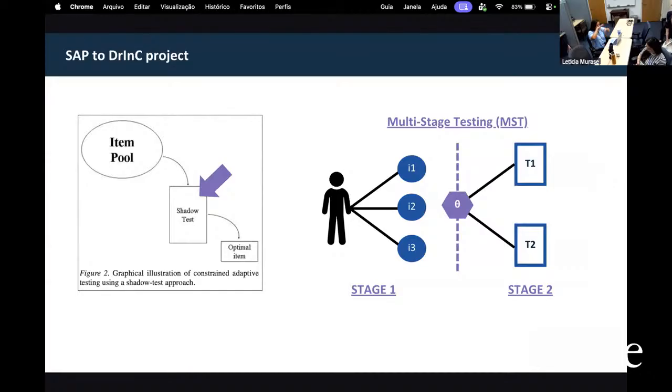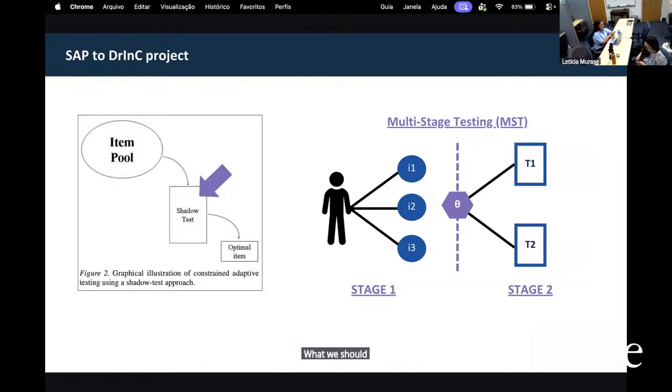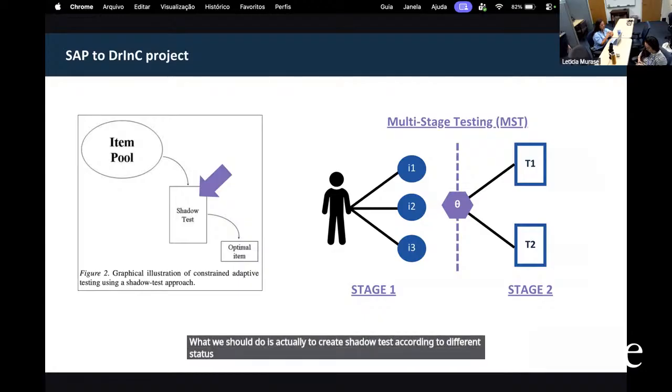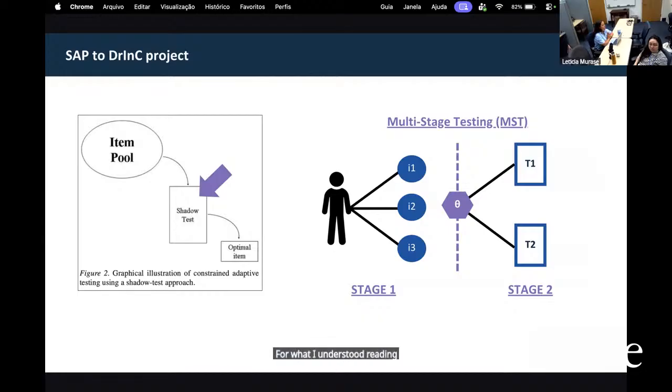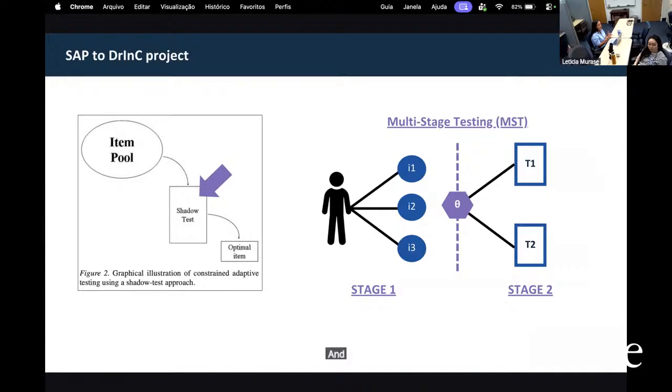Summing up my goals with this presentation, I was thinking about my SAP to the drink project, and I reached the conclusion that maybe what we should do is create shadow tests according to different theta, because from what I understood reading about adaptive testing, we cannot do this with tablets. We have to have computers. And this may be a barrier when we go into hospitals to screen patients, for example.